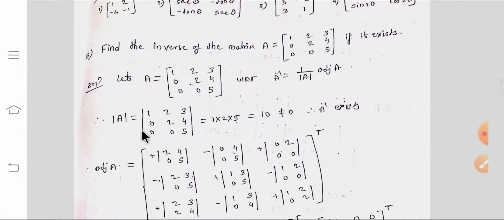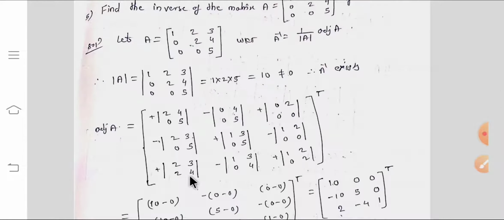So the determinant we found. Now find the adjoint of A. The formula is that the adjoint of A is nothing but the transpose of the cofactor matrix. First we find the cofactors. The cofactor matrix means we find the corresponding cofactors of the elements. The cofactor of 1, how to find it, is nothing but the minor with proper sign. Remember this one. The first sign is always positive, then we take alternating signs.